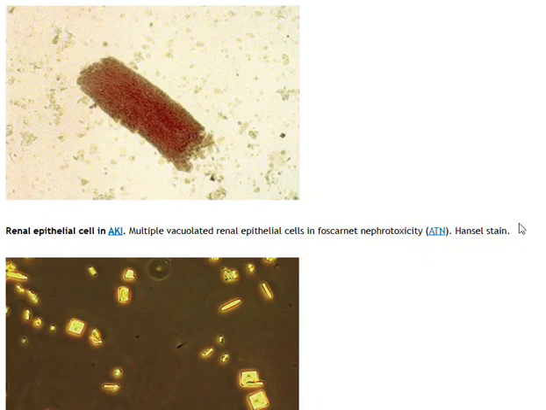Here we see a muddy brown cast of ATN. This one in particular is due to foscarnet nephrotoxicity.